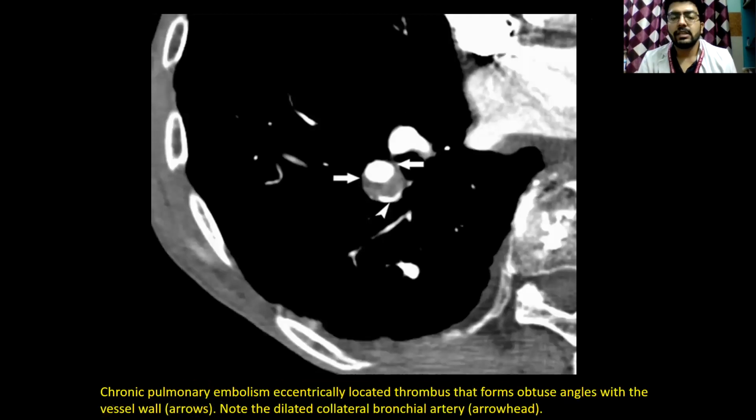Chronic pulmonary embolism, eccentrically located thrombus that forms an obtuse angle with the vessel wall. Here we can see the obtuse angle. A dilated contralateral bronchial artery is noted.